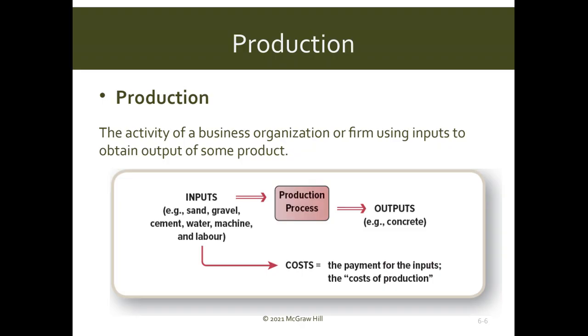This is basically production. You have inputs, and there are four types of inputs here: sand, gravel, cement, water, machine, and labor. You have all these inputs, and you have to have a production process. When you process all these inputs, you will get total output, that is concrete. The cost of all these inputs is basically your cost of production, and then you process this using either labor intensive technology or capital intensive technology, and then you get the final product, that is concrete.